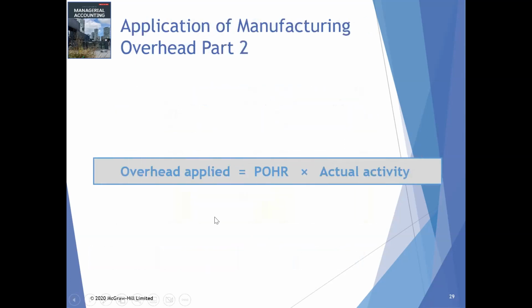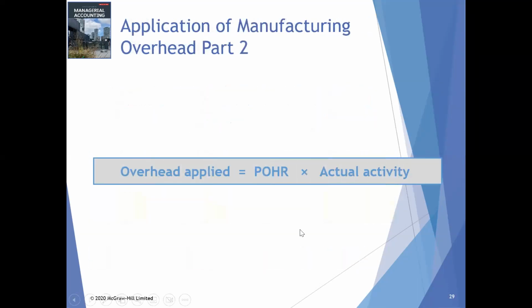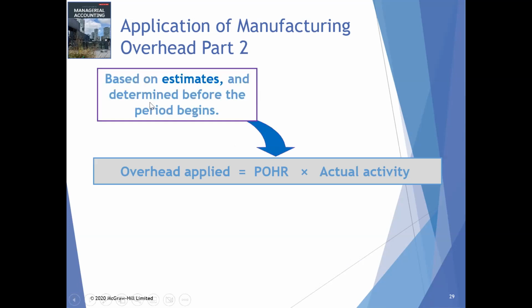Okay, so overhead applied. Now, the next step, overhead applied. We have calculated this much, 22.50. Now we want to apply it in the next step. Overhead applied is equal to POHR, the predetermined overhead rate, that we calculated, 22.5, times actual activity. So once the activity is performed, the rate is based on the estimates and determined before the period begins.